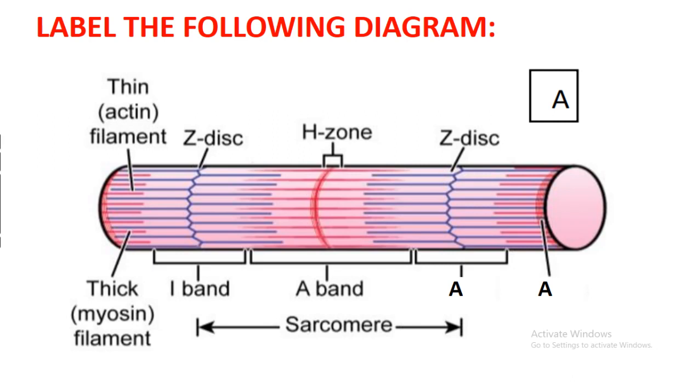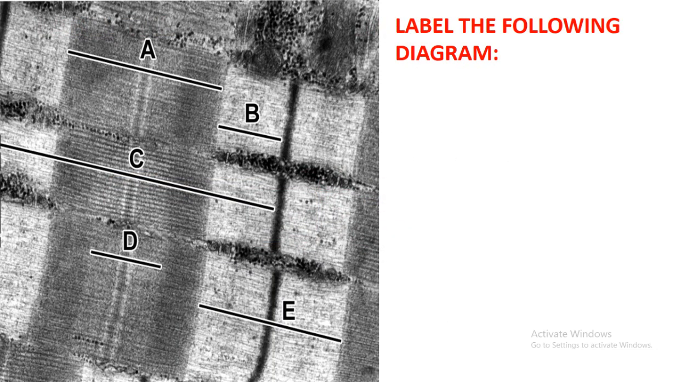Then we can look at the I band and also the M line. So let's quickly move on and go to the next part.